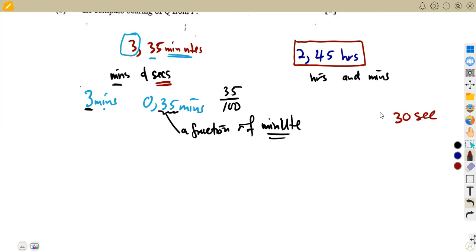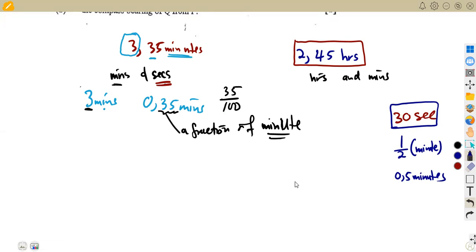0.30, 0.30. It's supposed to be 0.3. It's a half. 30 seconds is a half of a minute, and a minute is 60 seconds. So 30 seconds is a half of a minute that we are talking about, meaning we are talking about 0.5 minutes in this case.